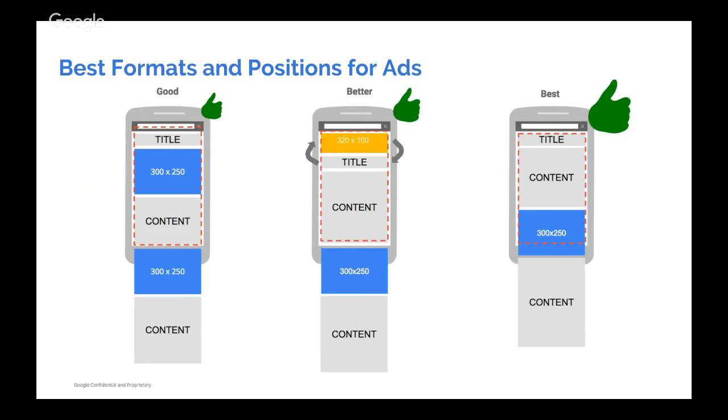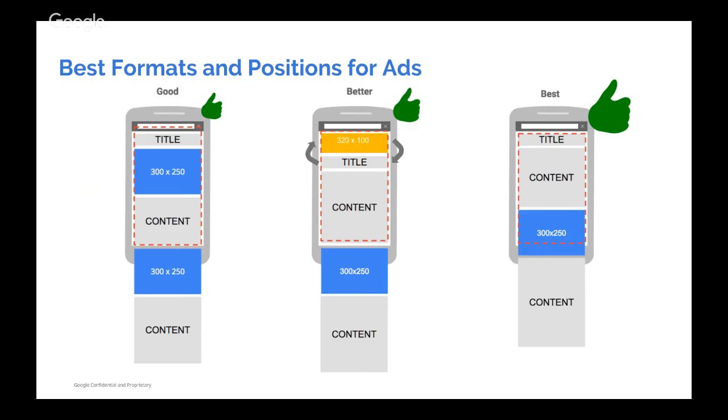So some of the best formats and positions for ads. Obviously the good, better, and best are not in this specific order, because one of them could work very well for you and the other cannot. But what we do see is that from now on you can have the 300 by 250 above the fold. That could be an option. See it for yourself, do some tests, and see if that 300 by 250 above the fold, if you just have the title, for example, and you have an ad right below it, works, and then the content, or you should actually look other ways.